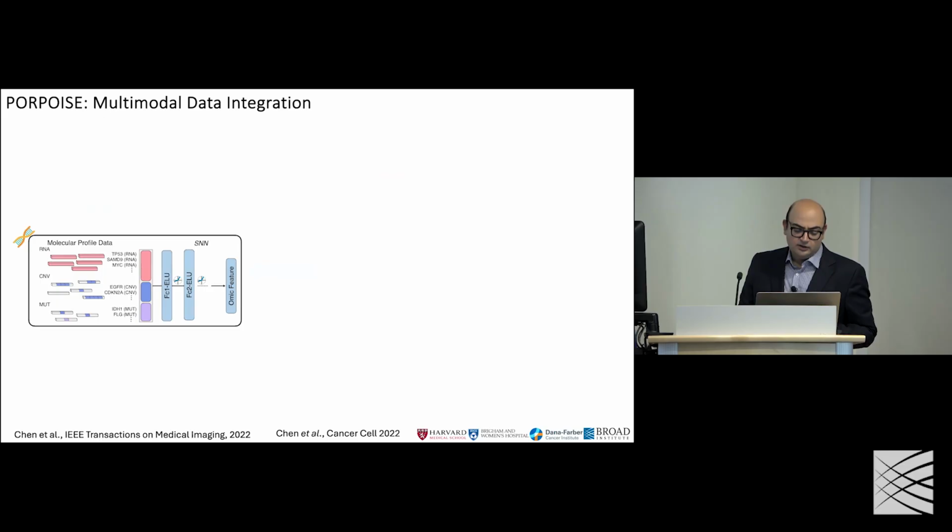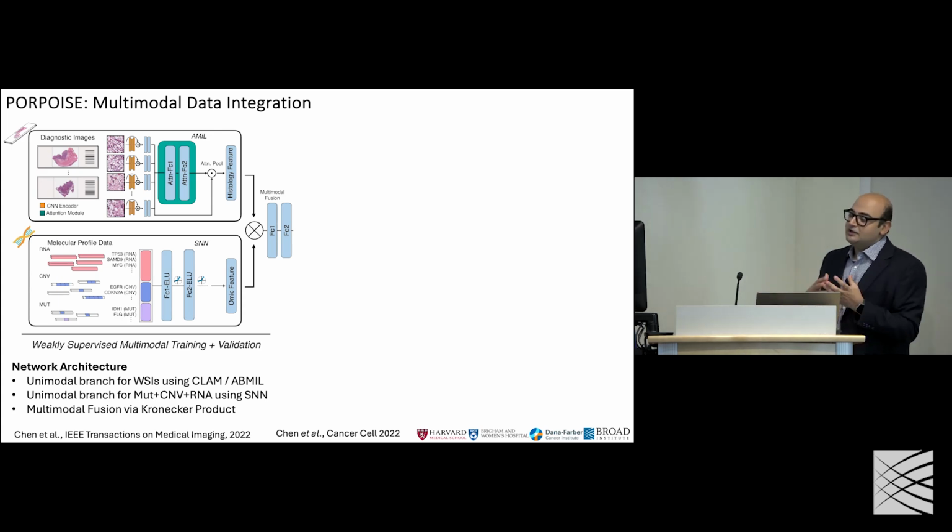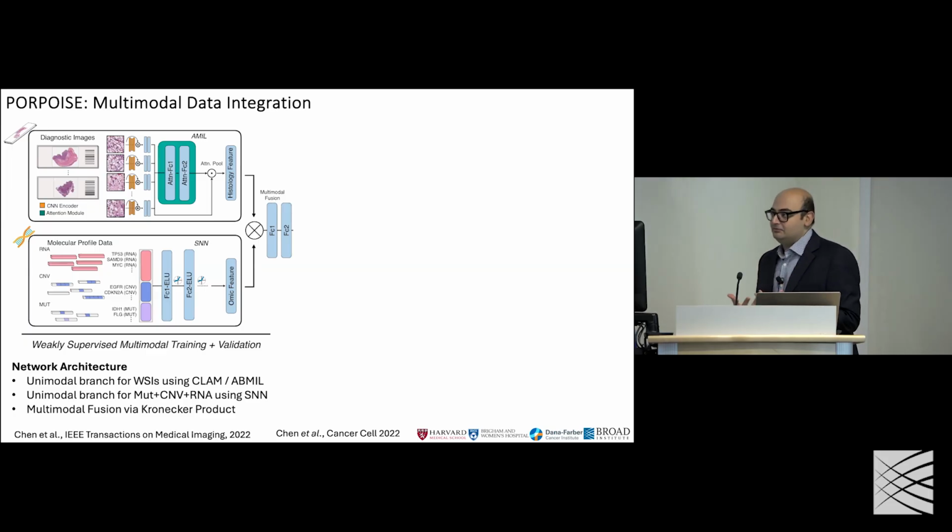So another application was trying to see if we can combine histology and molecular data to improve prognostic models. We know that molecular data is directly very prognostic. There are a number of commercially available prognostic assays like Prosigna and Oncotype DX. They're good to a degree. They're imperfect, but they do work.